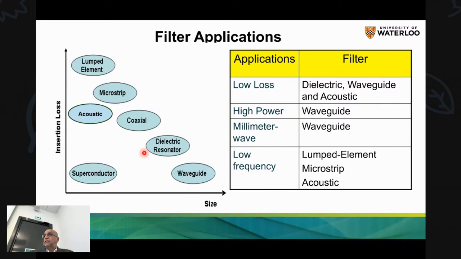So for lower frequency, if you talk about 900 megahertz, 700 megahertz, or even much lower, you can use lambda element, microstrip, or acoustics. Okay, some people in wireless used to use coaxial as well, and dielectric resonators for 900 megahertz, but that's for base stations where they can afford the size for it. So this just shows you an overall view of the applications.